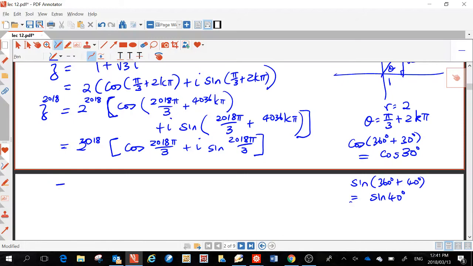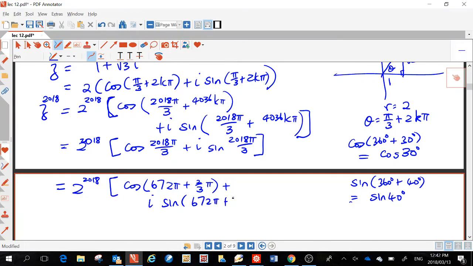Okay, anyway, let's try to complete it. So this becomes 2 to the power 2018. What is 3 goes into 2018? 3 goes into 20 6 times, 3 goes into 21 7 times, 3 goes into 8 2 times, and 2 thirds. 672 pi plus 2 third pi, plus i sine 672 pi plus 2 third pi. Once again, I can trim this down. 672 pi is an even number of pi. It comes back to just cos 2 third pi plus i sine 2 third pi.